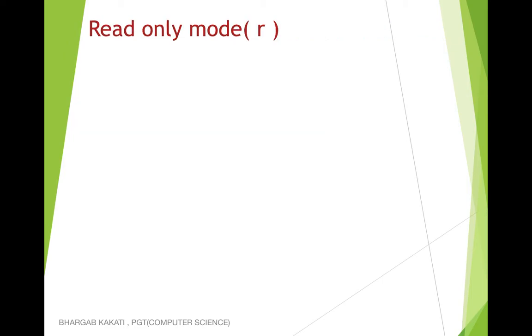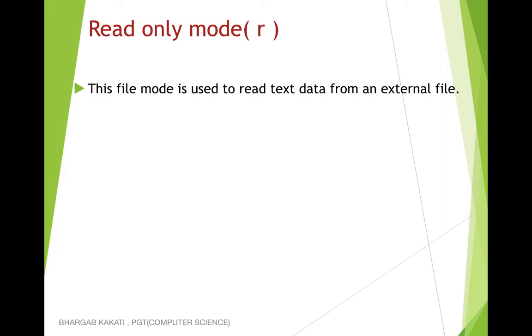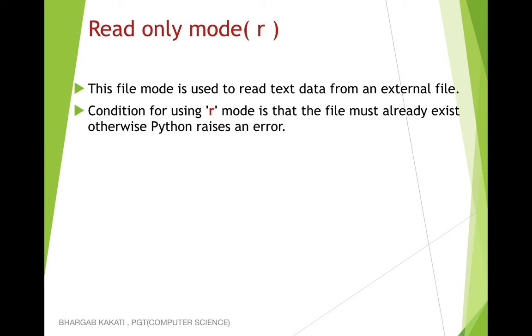Let's move on to read only mode. Now what is read only mode? This file mode is used to read text data from an external file. Now if you want to read some text data from an external file, the mode used is read only mode. There is a condition for read only mode. The condition is that the file must already exist. Otherwise, Python will raise an error for that. Therefore, I have done the first step. That means I have created a file and stored it in the default Python directory.